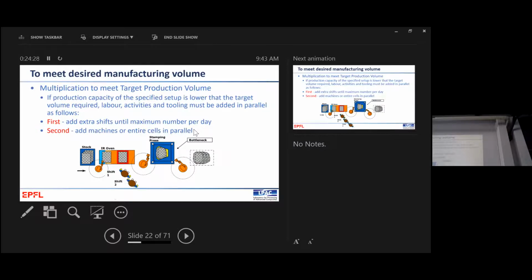You can bring in a second shift of people to work in the night. And this is standard practice in automotive tier 1 suppliers. You can even have 3 shifts.